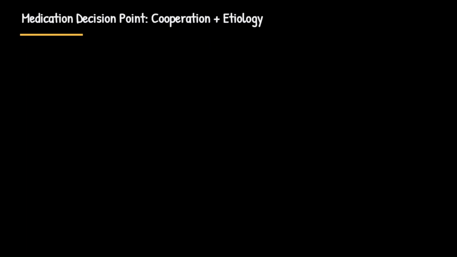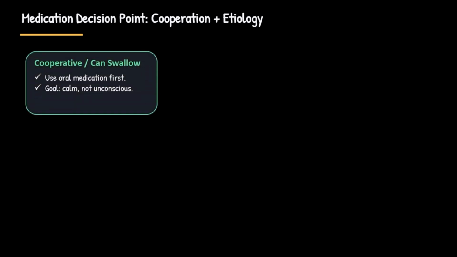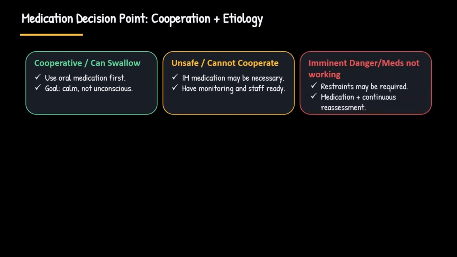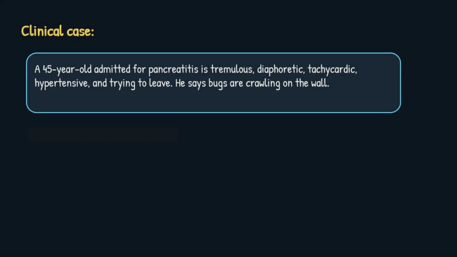And choices, think about, can the patient participate in care? What is the most likely cause? And what medication risks does this patient have? Can they cooperate? Can they swallow? Then use oral medication first. The goal is for them to be calm, not unconscious. However, if they're unsafe and cannot cooperate, IM medication may be necessary, and have monitoring and staff ready because things can go wrong. For imminent danger and meds are not working, restraints may be required. In this case, you can continue to use medication and continuous reassessment to make sure they are still requiring restraints. Document well. So let's test your decision making.